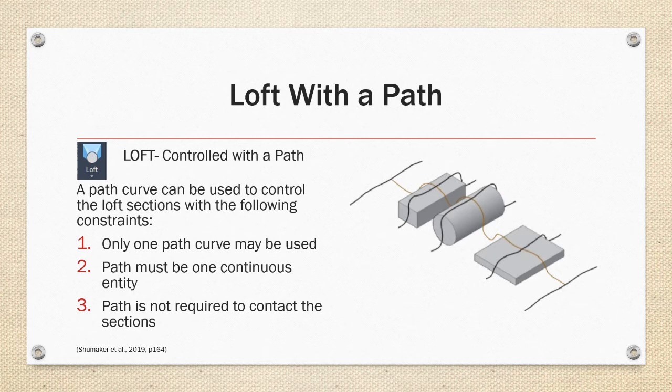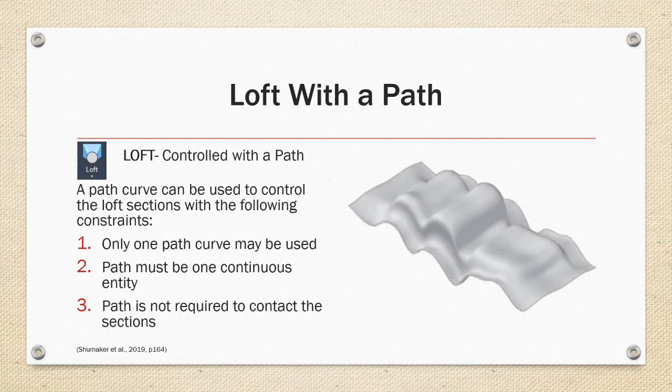In the example on the right, the loft is made up of 5 sections that are rendered in black, and one path curve running down the center rendered in orange. This loft configuration will result in the surface shown on the right. If additional controls are desired without adding more sections, guide curves need to be used instead of path curves.